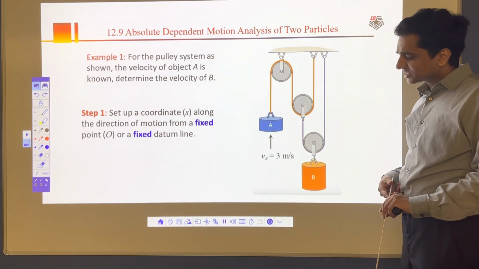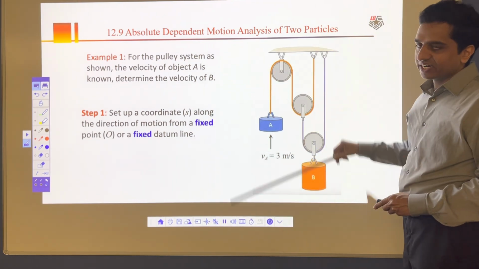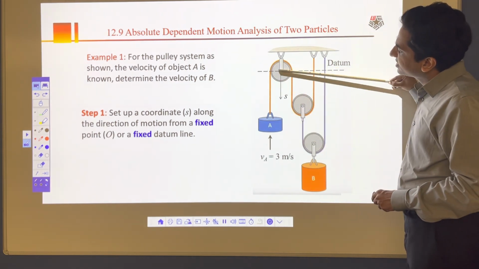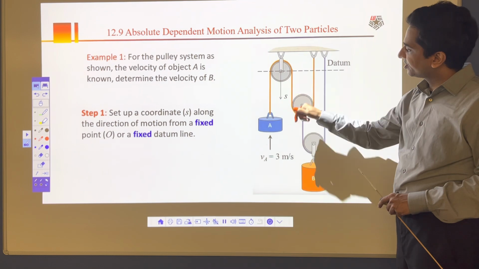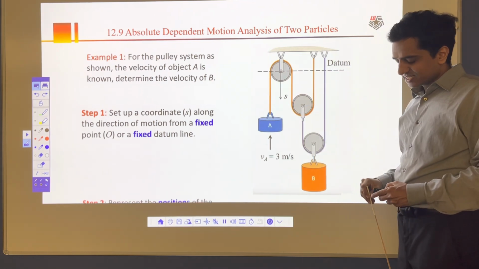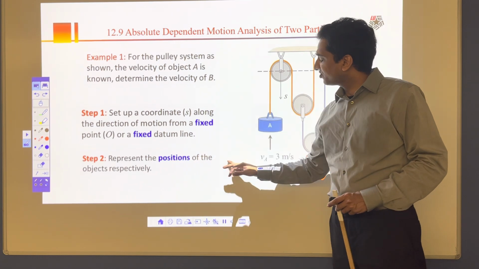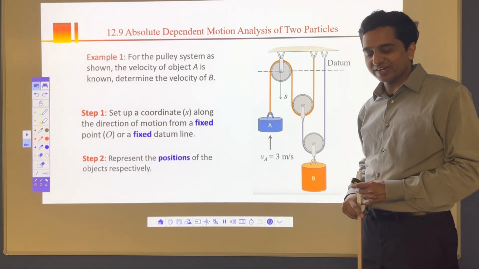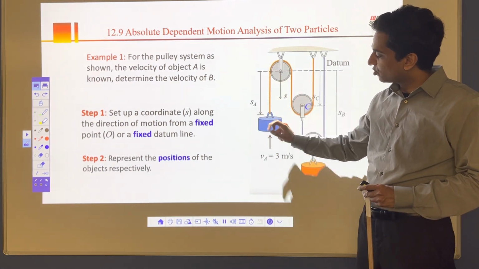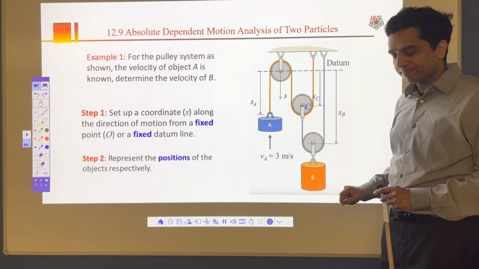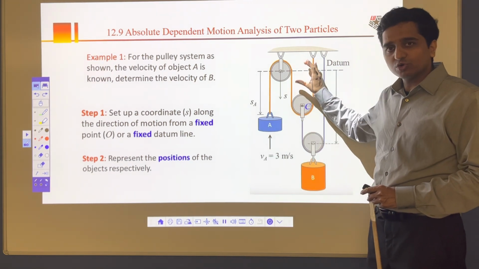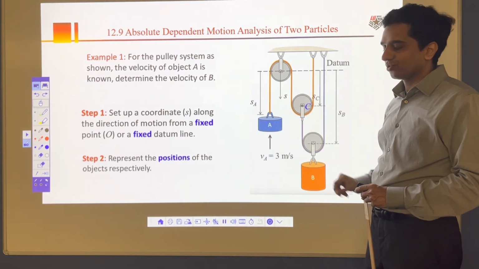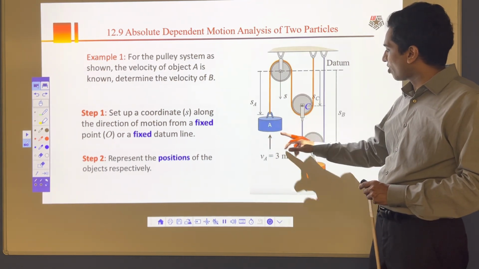That's the problem. So we start with step 1, set up a coordinate system. Here I'm going to set up my coordinate system, the datum, and all the distances are downward positive. S is positive. That's step 1, get the datum. Step 2, represent all the positions. So the position of A and the position of B from the datum. SA downward, SB downward, and this pulley is also going to move up and down. So I'm going to mark this pulley as C, and this is also downward. That's the distance of pulley C, particle A, and particle B.